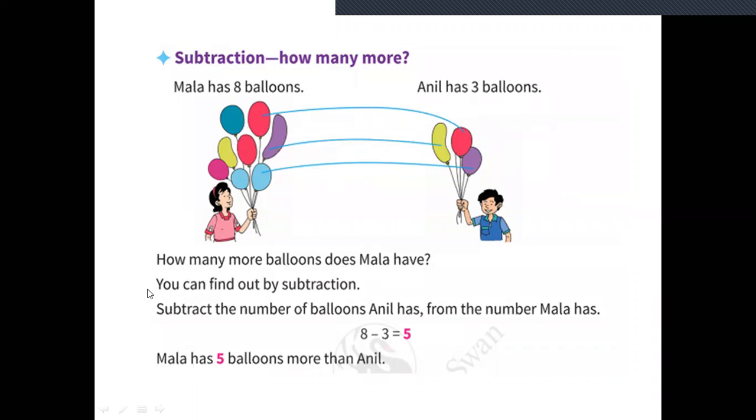Like this also you can do. The other way, you can find out by subtraction. Subtract the number of balloons Anil has from the number Mala has. 8 minus 3 equals 5. 8 in your mind, 3 on your finger. Before 8: 7, 6, 5. So Mala has 5 balloons more than Anil. In this way also you can subtract. You can match like this, or you can subtract using your mind and fingers.